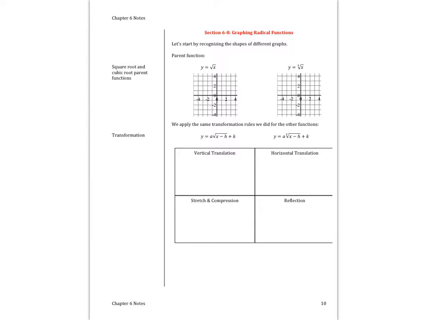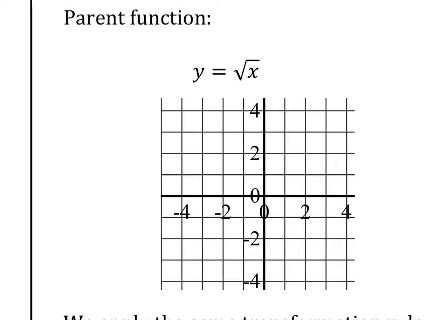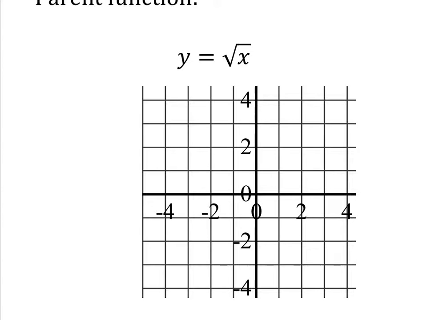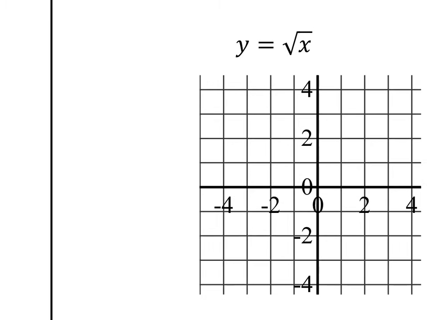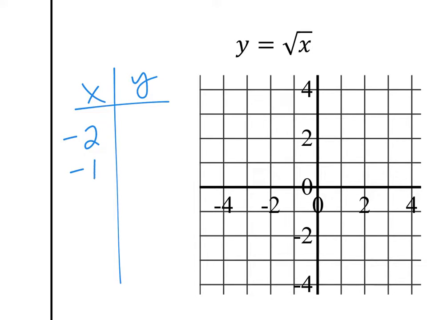Let's just talk about a general form of this parent function. So we need to recognize how square root x looks like. So we are just going to graph it. Whenever we take out our xy table, we always start with some negative numbers, some positive numbers, right? So we would put in -2, -1, 0, 1, 2. All right, we're going to put every one of those x into square root x.